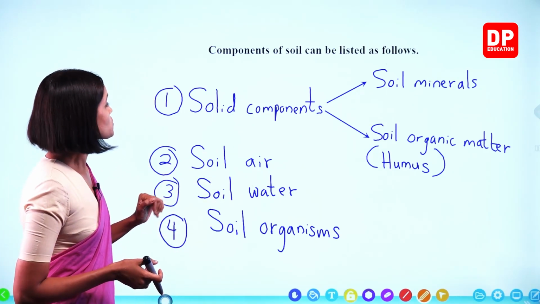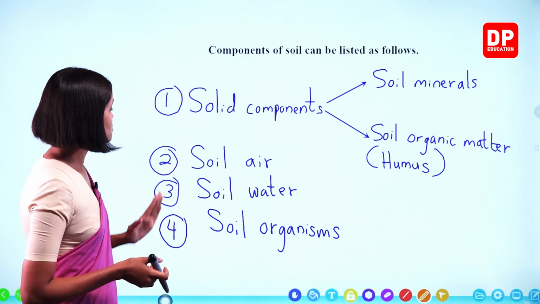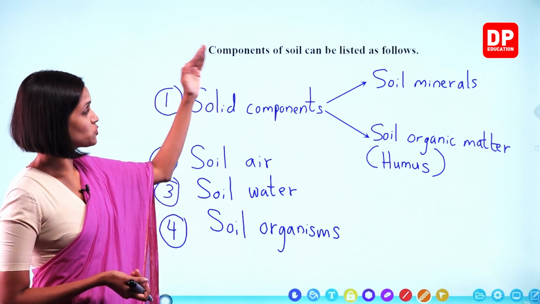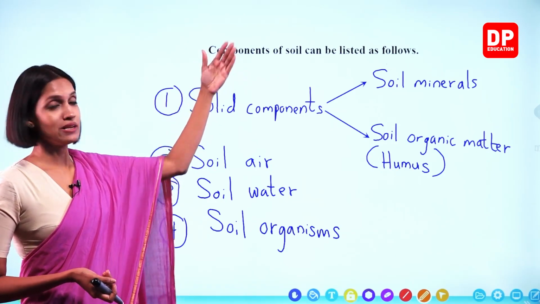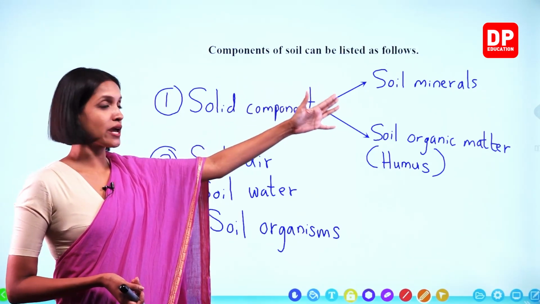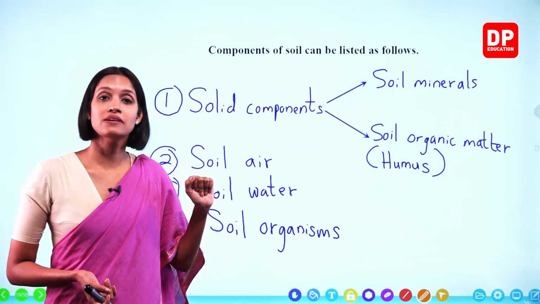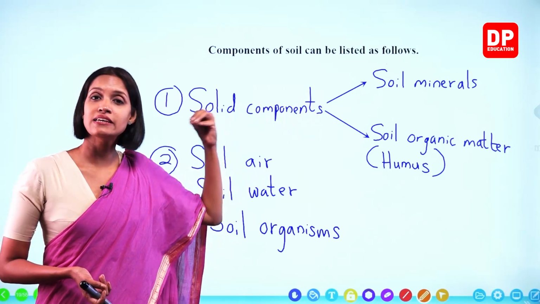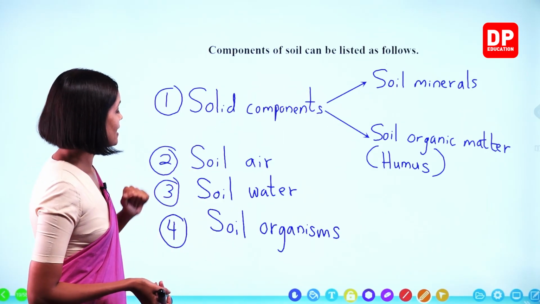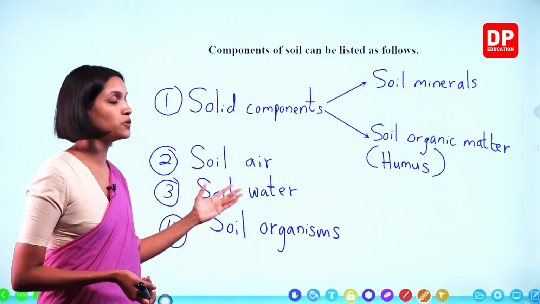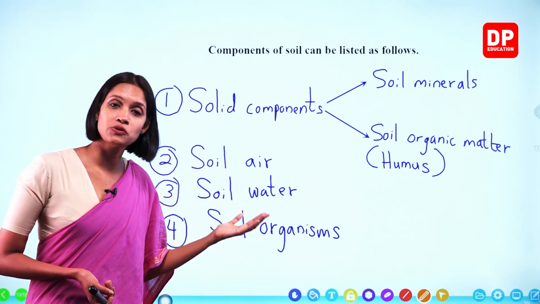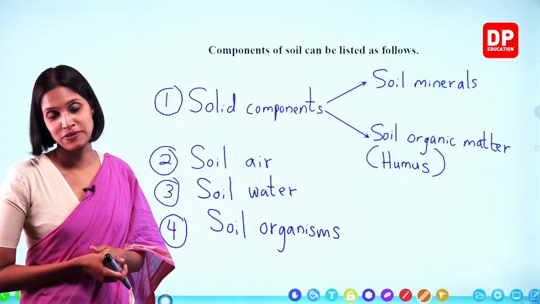So, what are the components of soil? Solid components. Under solid components, there are two main ones. Soil minerals, which means sand, silt and clay. Soil organic matter, which is known as humus. These are the decaying animal and plant matter. Soil air, soil water and soil organisms. When we consider soil organisms, there are microorganisms as well as macroorganisms.